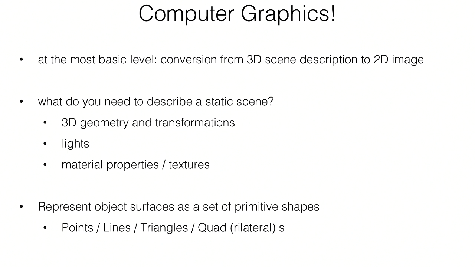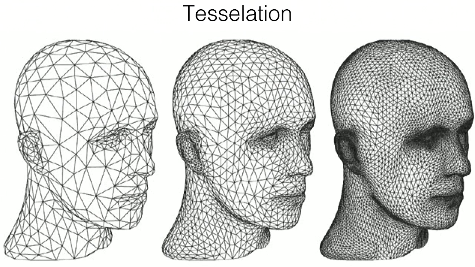Now, to represent an object surface as a set of primitives, we have a couple of primitives to choose from. We have points, lines, triangles, and quadrilaterals. And the process of combining those primitives and creating a mesh from that is called tessellation.